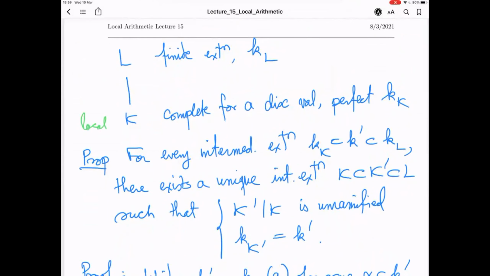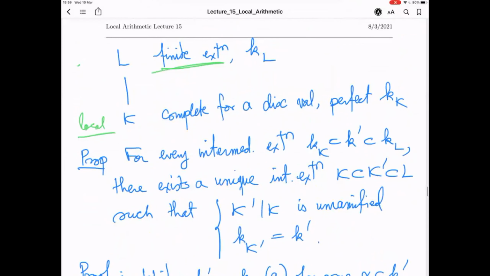I have a local field K and a finite extension L of K. Sometimes this whole thing is abbreviated by saying that it's a local field, complete for a discrete valuation with perfect residue field. Okay.